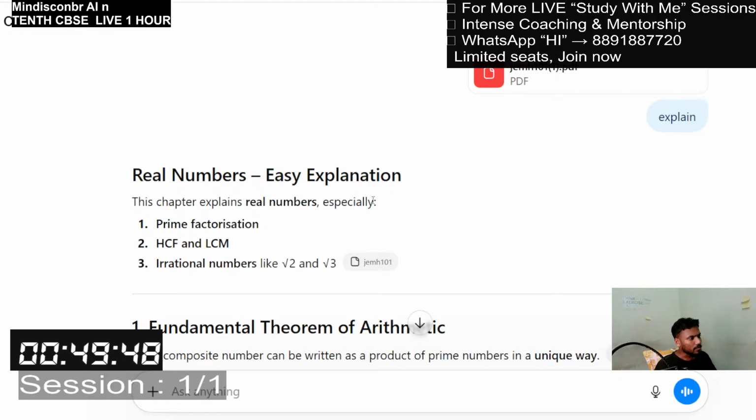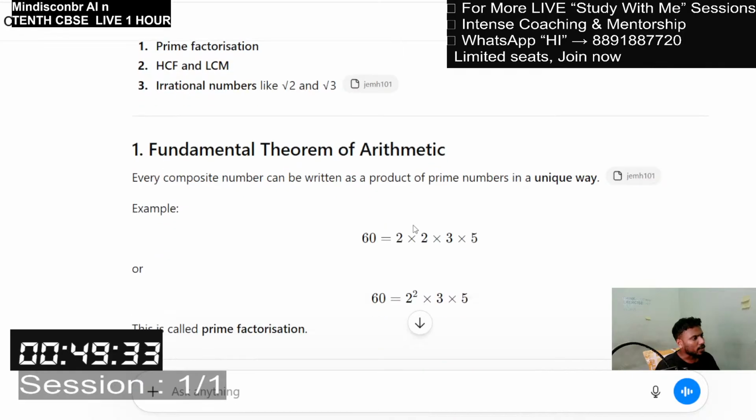Real numbers. Easy explanation. This chapter explains real numbers, especially prime factorization, HCF and LCM, and irrational numbers like root 2 and root 3. What is the fundamental theorem of arithmetic? Every composite number can be expressed as a product of prime numbers in a unique way.